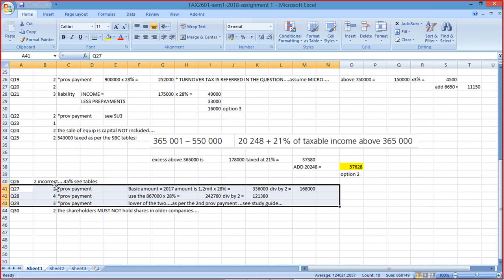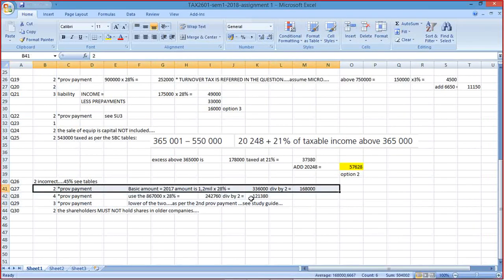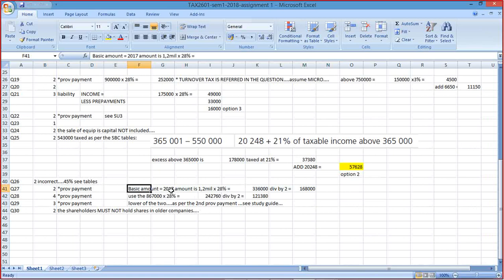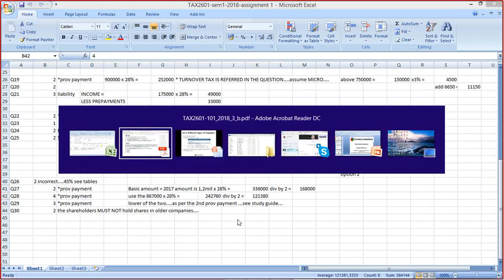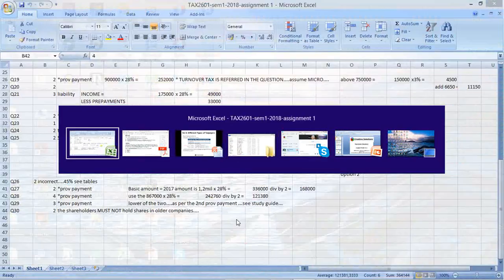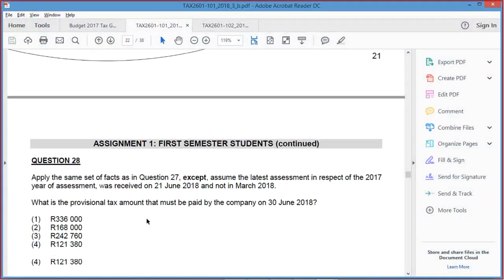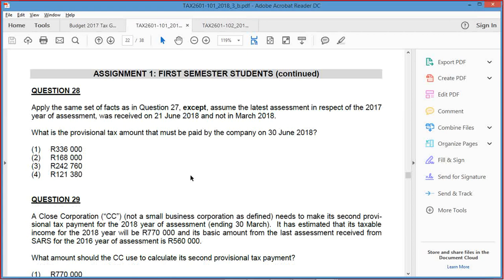Yes, I'm sorry. Okay, so there's my example. Basic amount, I wrote down 2017, amount is 1.2 million, at 28%, gave me 336,000. Divide by 2, gave me 168, which I chose option 2. Right, the next question said use an amount, and then calculate the payment. What is the payment, obviously applying the same facts in question 27, which we just looked at.